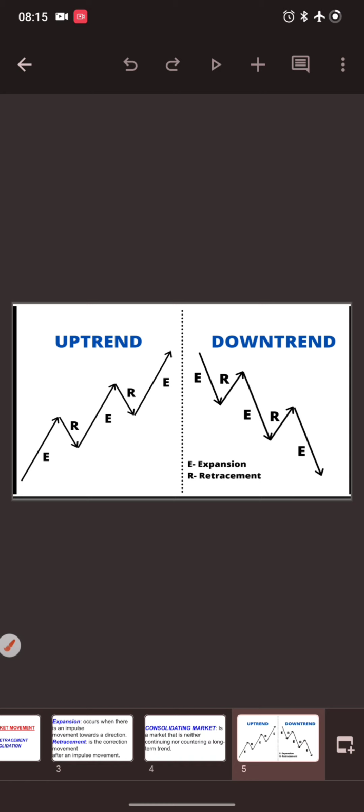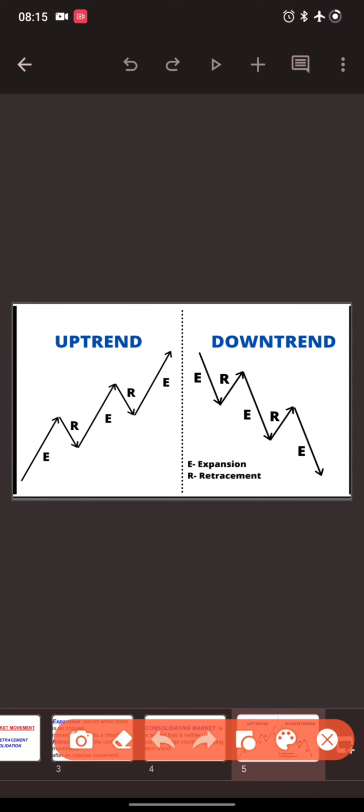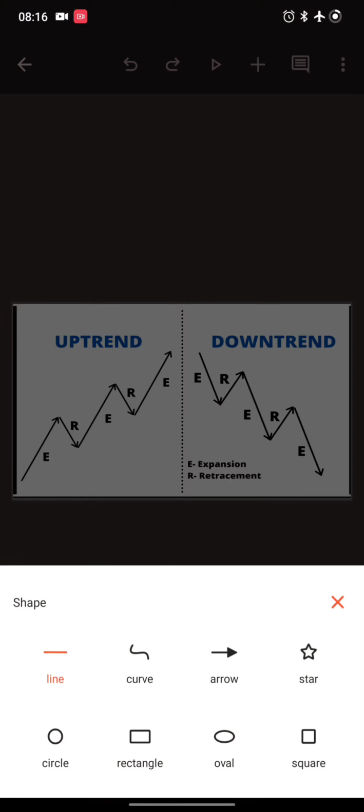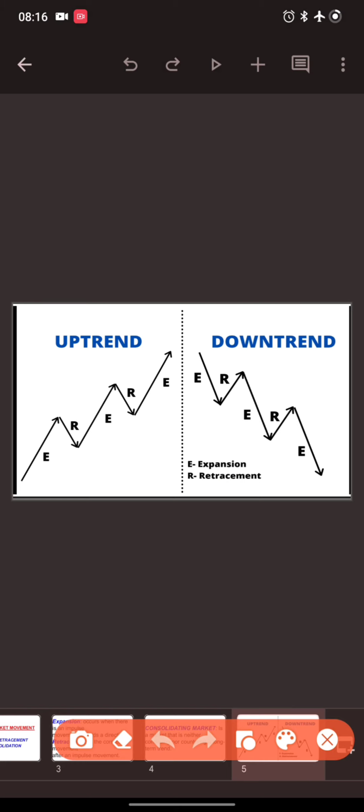This is an uptrend here now. This is a line chart that you're looking at. This is not how your chart is going to be looking like, but for the sake of learning, we'll be using this line chart. So if you look closely here, anywhere that starts with E is what we call an expansion. Any place that has an R, we call it a retracement.